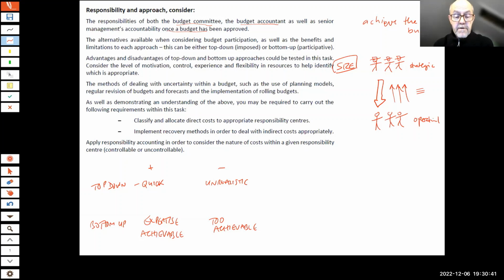Consider the level of motivation. We'll talk about motivation in a minute. Control, experience, and flexibility in resources to help identify which is appropriate.